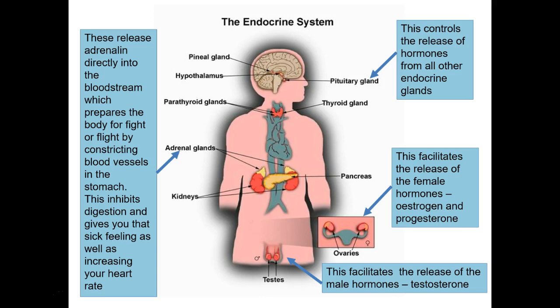So let's have a look at the endocrine system. First off, we're going to start with the pituitary gland. This controls the release of all hormones from your endocrine glands in the body, and it's often known as the master gland. The other most important one is your kidneys, which are here, and on top of that sit your adrenal glands. They release adrenaline, which is important in fight or flight. It constricts your blood vessels, it increases your heart rate, and inhibits your digestion. Some that you should already know: the ovaries, that release estrogen and progesterone, and your testes, which release testosterone.